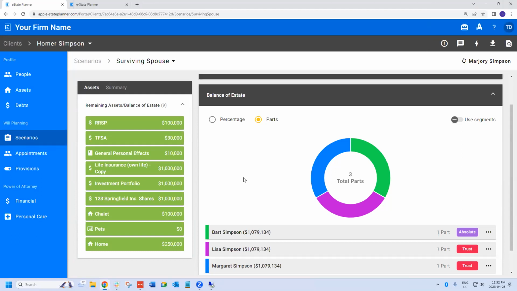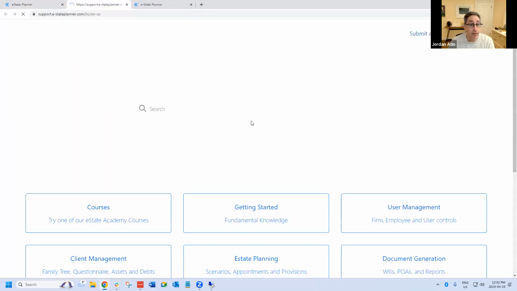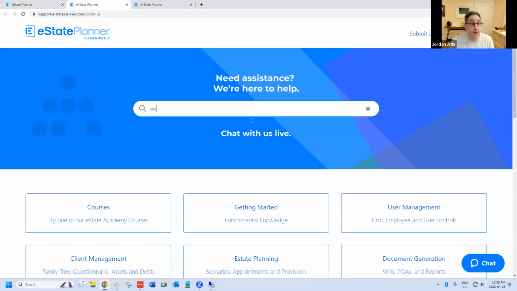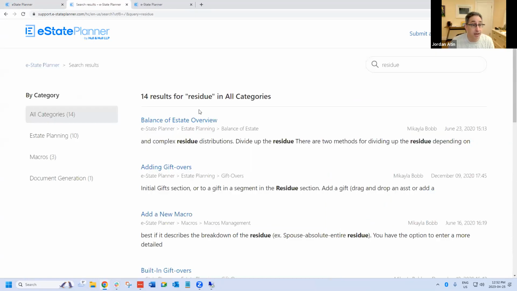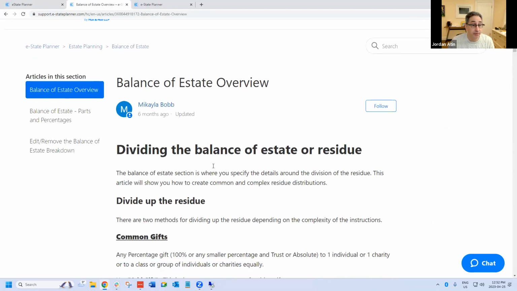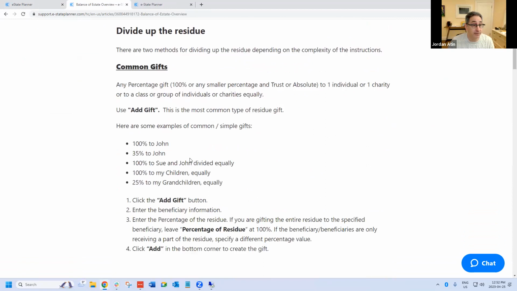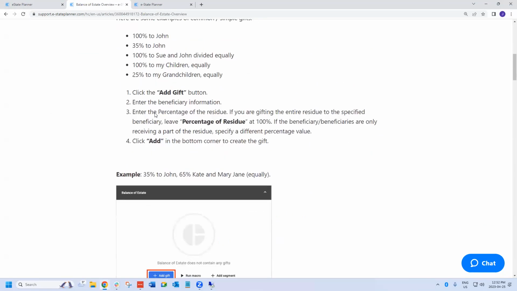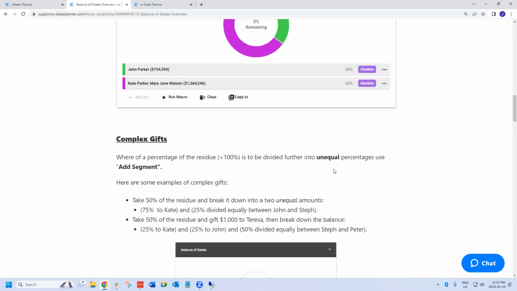When you first started, you showed us a very helpful help screen, and I just wanted to be reminded how you got there. Was it the question mark? Yep. You can type in residue. You can type in segments. And up will come the balance of estate overview, dividing up the balance, common gifts, when to use just your add gift button, and when to use the more complicated add segments. Okay.